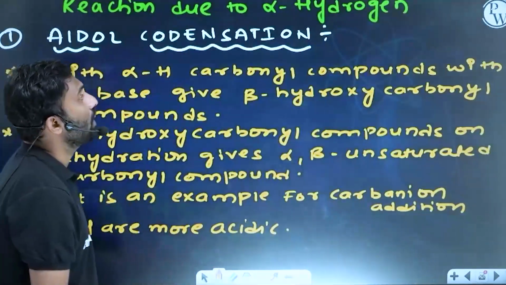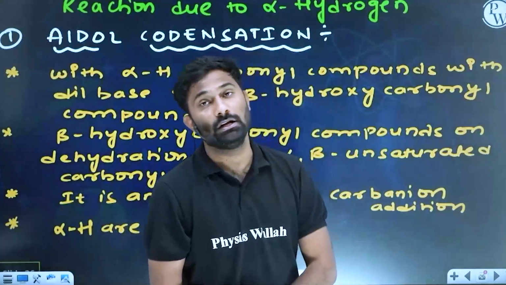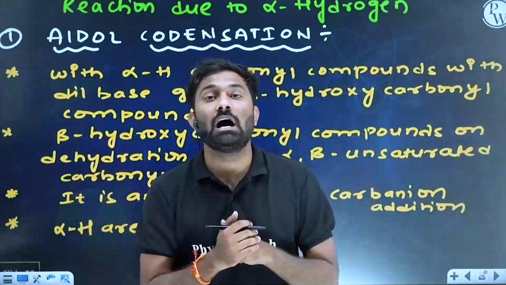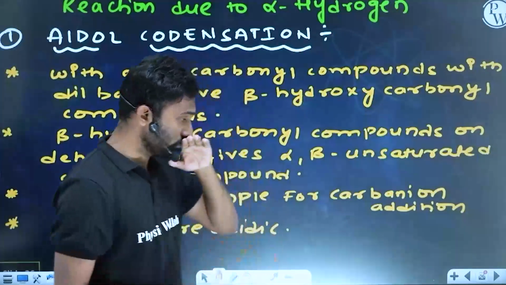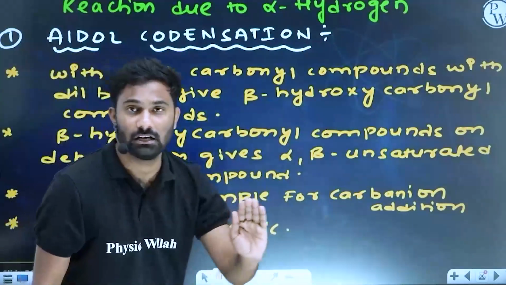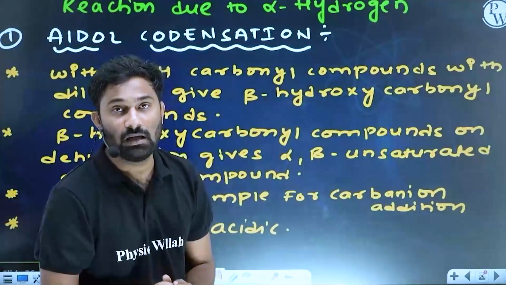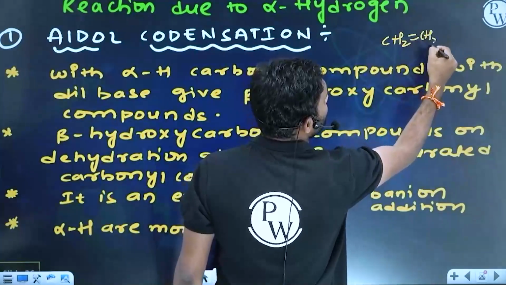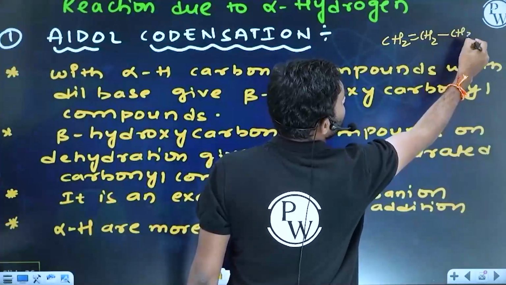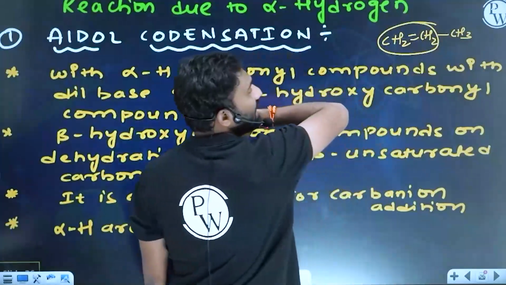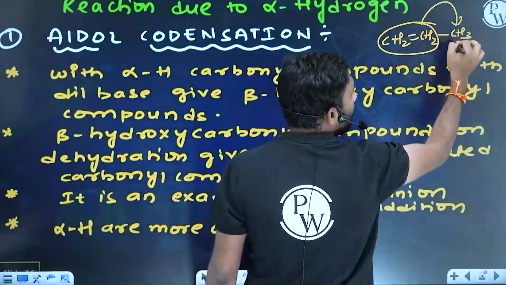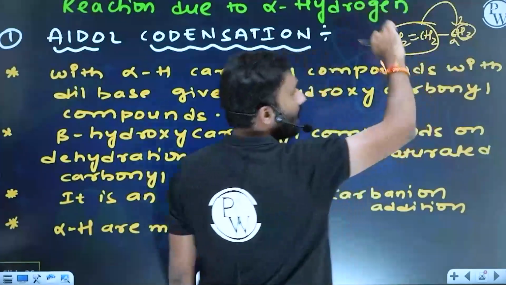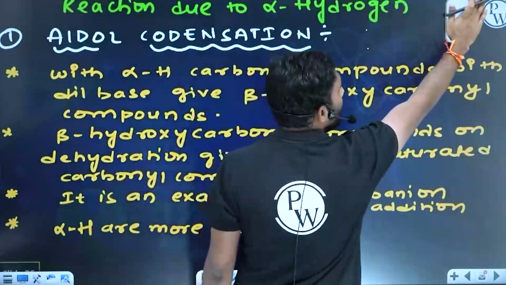Next, reactions due to the alpha hydrogens. This is very, very important. The named reactions are very, very important. Alpha hydrogens are hydrogens on the carbon adjacent to the functional group. Let us assume this is C double bond CH2. Here this is CH3. This is not the functional group; the alkene is the functional group. The carbon next to the alkene is the alpha carbon. The hydrogens on the alpha carbon are the alpha hydrogens.